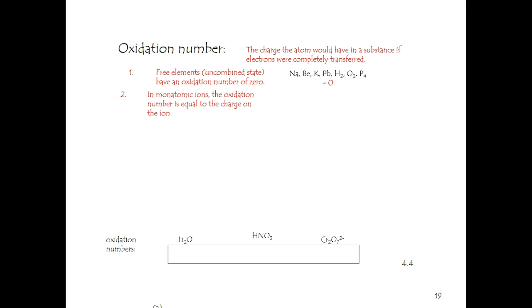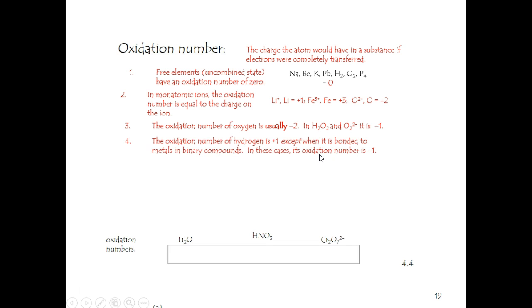If it's a monatomic ion, we're just going to match the charge. So Li+ is +1. Those are really easy, right? Look at that. If it's oxygen, it's usually -2. For a peroxide, each is -1. So either the peroxide anion or hydrogen peroxide, each of those oxygens is only -1. Very rare. Oxygens are usually -2.